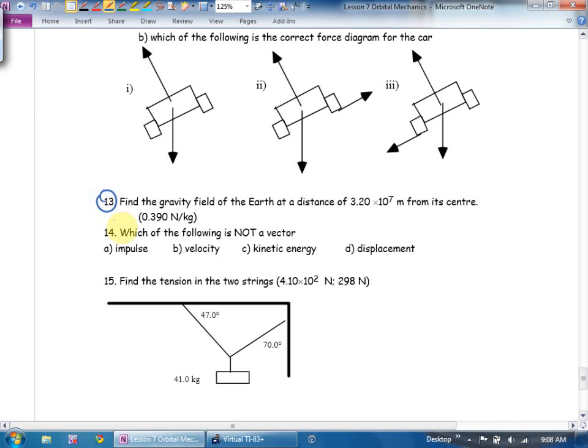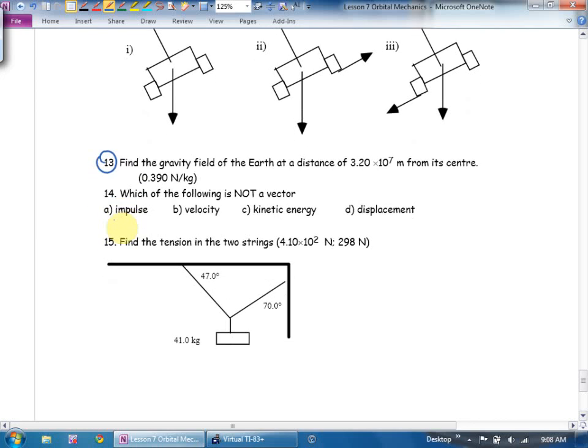Thirteen. Oh, hey, let's do 14. Which of those is not a vector? Energy, right? Hey, we just did 14 quickly. Just jogging our memories, okay?